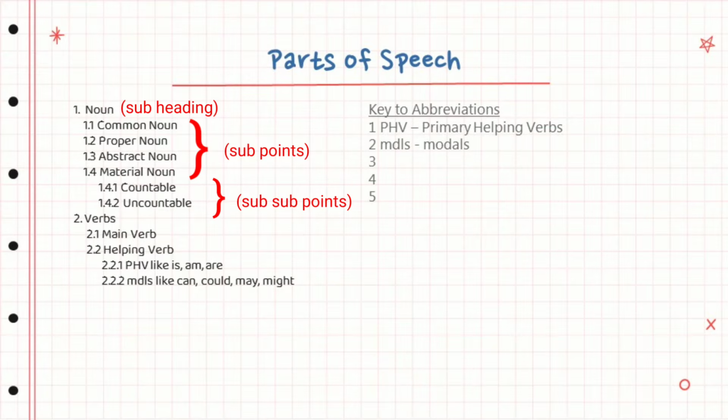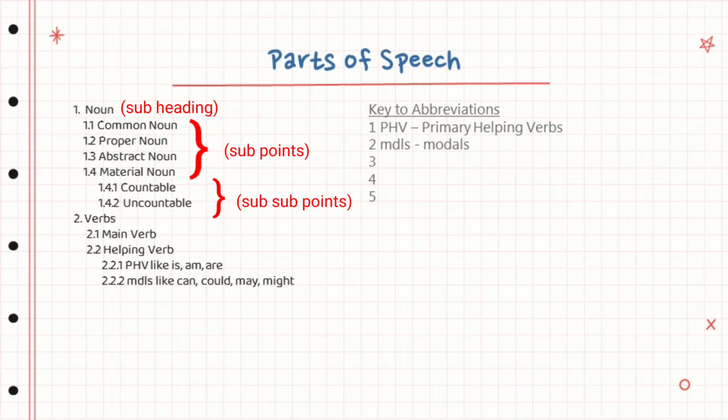Similarly, the second subheading is verb. Parts of speech is the main heading. So verb is the subheading. Now 2.1, that's the main verb, is the subpoint, and 2.2 helping verb is the subpoint again, and then we see 2.2.1 is the sub-subpoint of helping verb, and here it's mentioned PHV, that is primary helping verb, like is, am, are. Then 2.2.2 is another sub-subpoint and it talks about modals like can, could, may and might.